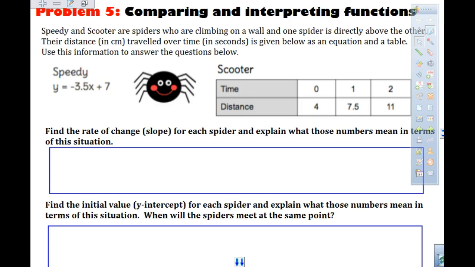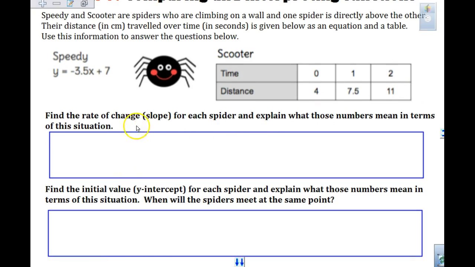There are spiders that are climbing on a wall, and one spider is directly, if we are looking at this, above the other one. Their distances are in centimeters traveled over time in seconds. Given below is the equation and a table. Use the information to answer our question. So, y equals negative 3.5x plus 7. And that was for Speedy. And Scooter, the spider that they've named, started at 4, with a table of values.